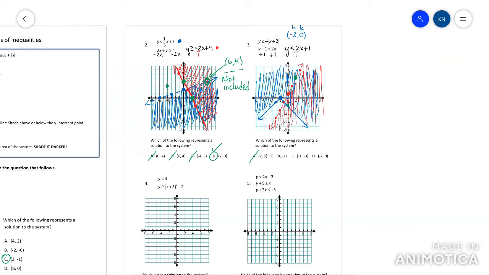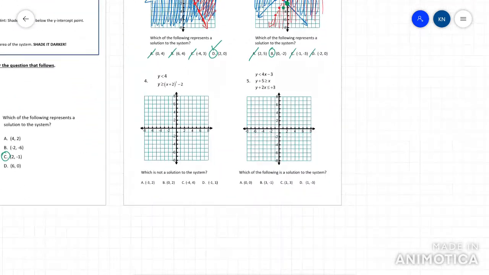(0, -2) is here. It's on a solid line. It is included. (-1, -3) would have been here. That is not in the shaded region. And (-2, 0) is here. It's on a solid line, but it's not in the shaded region. So it's not C or D, it's just B.